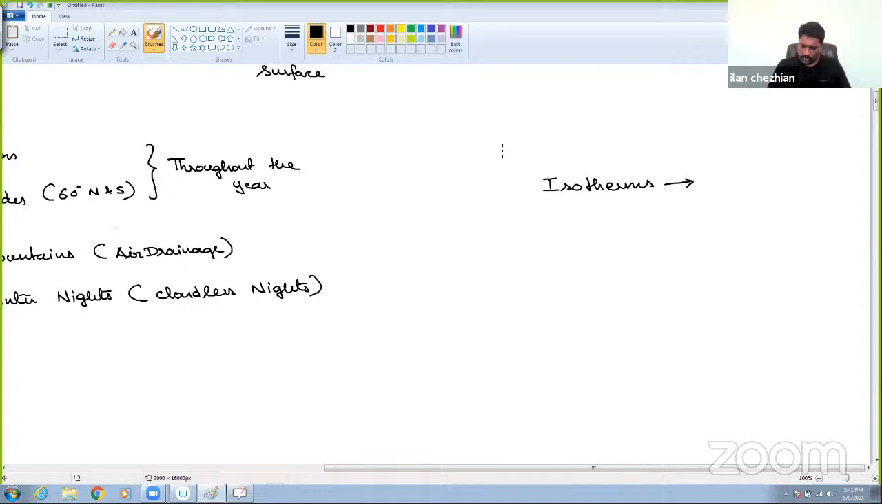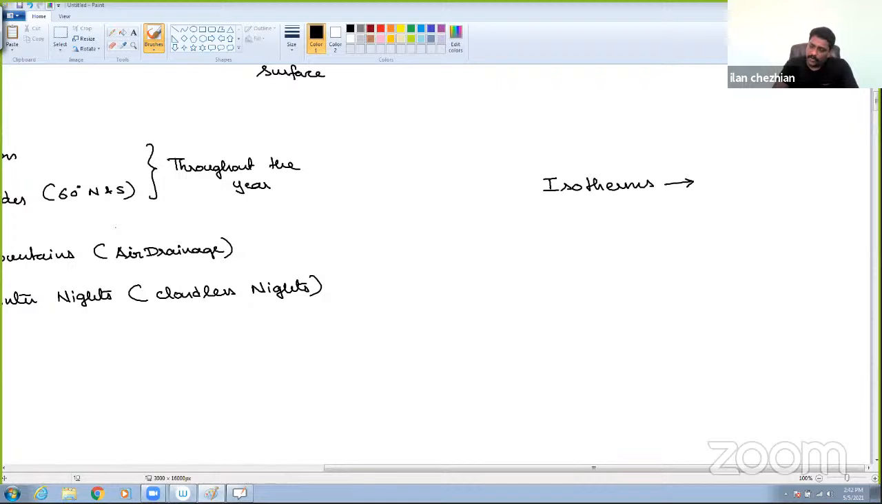Any idea what is this isotherm, my friend? It's a line joining places having same temperature. Pankaj, very good, fantastic. Used to map to show same temperature. Very good. Right, my dear friends.